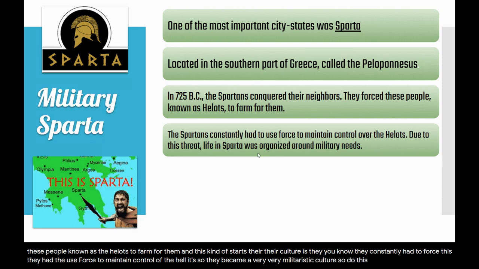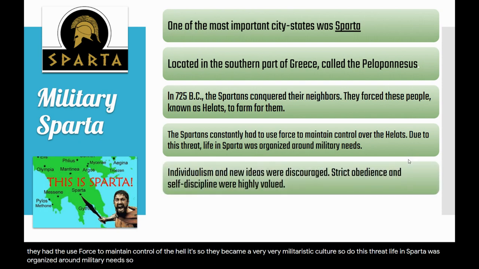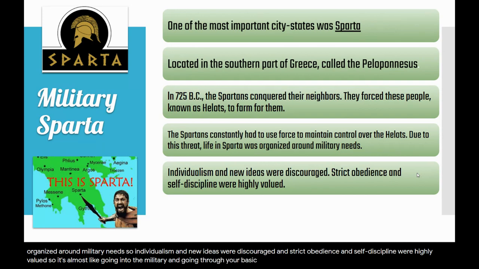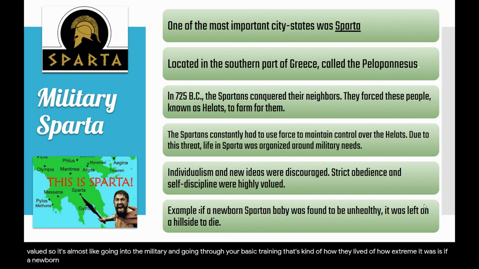So due to this threat, life in Sparta was organized around military needs. Individualism and new ideas were discouraged, and strict obedience and self-discipline were highly valued. So it's almost like going into the military and going through your basic training. That's kind of how they lived. One of the examples of how extreme it was is if a newborn Spartan baby was found to be unhealthy, it was left on the hillside to die. So they kept the strongest children and things like that, and they became very important.